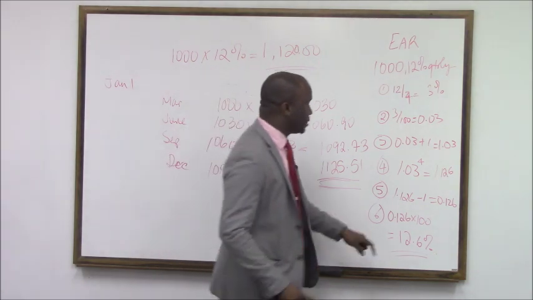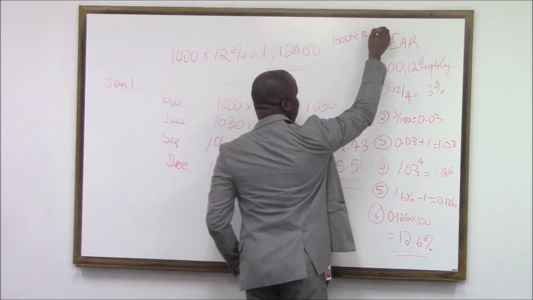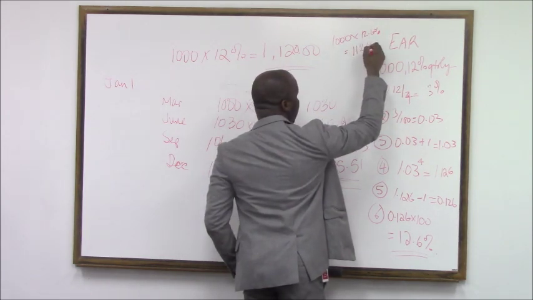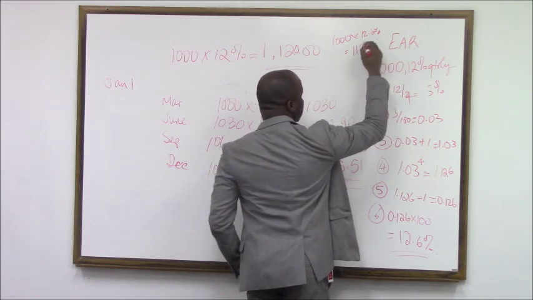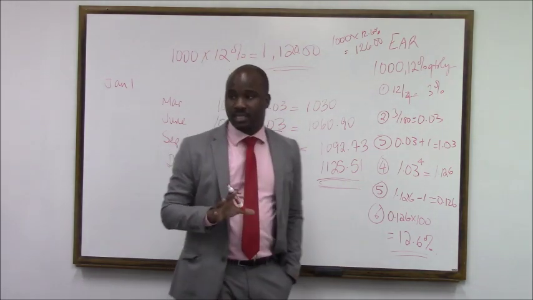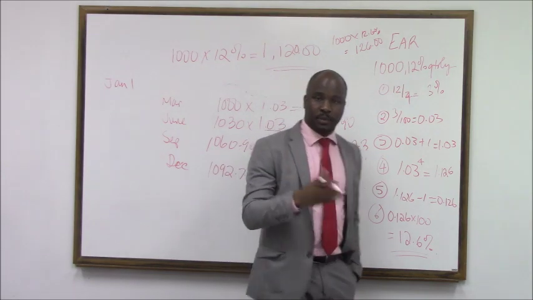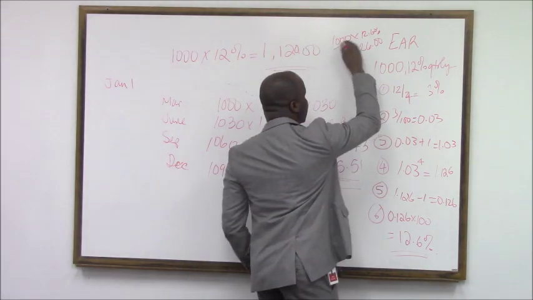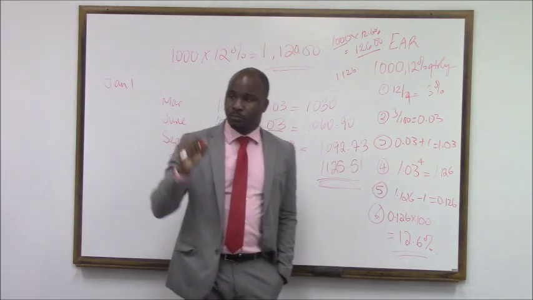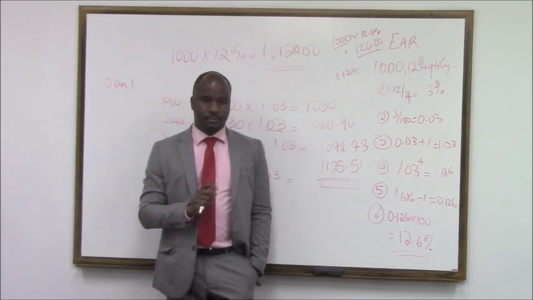So what you do with this is you take your $1,000, multiply by your 12.6%, and you get $126, which is your interest for that year. So you want to know how much you get in principal plus interest. You take your 1,000 plus your 126, and you get 1,126 that you expect to be in your account. That's going to be your account balance at the end of the year.